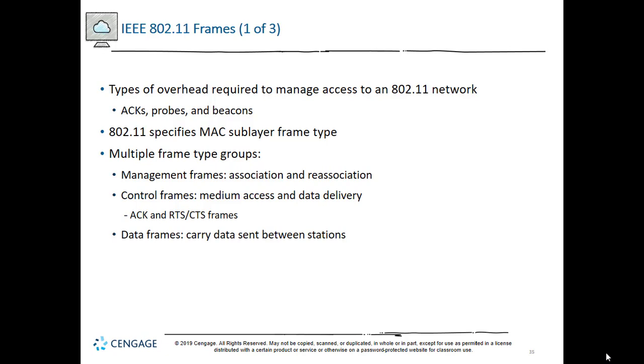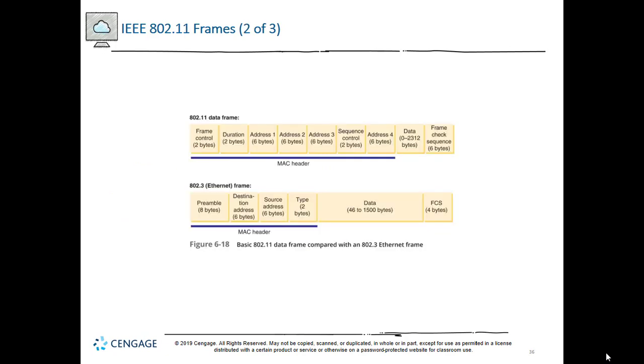An 802.11 data frame, let's see if we got a picture of that for you. As shown here, compare the 802.11 data frame with the Ethernet data frame. You can also see that the 802.11 data frame carries significant overhead, and that includes a large quantity of fields in addition to the data field itself.